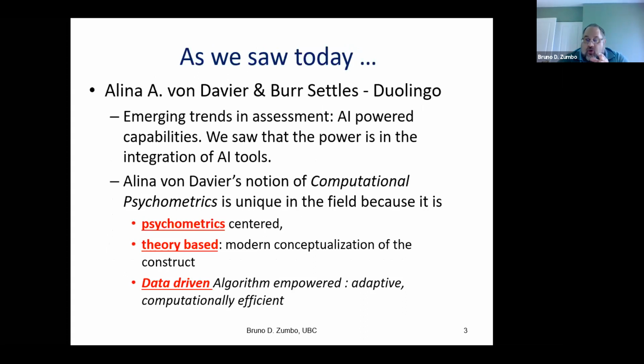Let me say a few comments on each of the presentations first. The first is the paper by Alina and Burr. A couple of themes really struck me. These emerging trends in assessment are AI powered and algorithmic, and some of them are data hungry, but not all of them. We saw that the power is in the integration of the AI tools. What I've always loved about Alina's thinking is that wherever she goes, she makes an exciting contribution that changes the field, as with computational psychometrics.